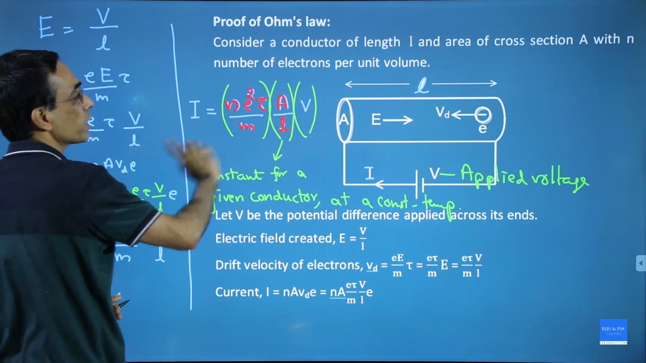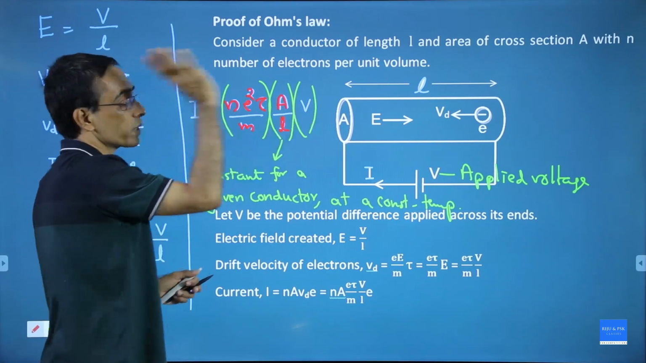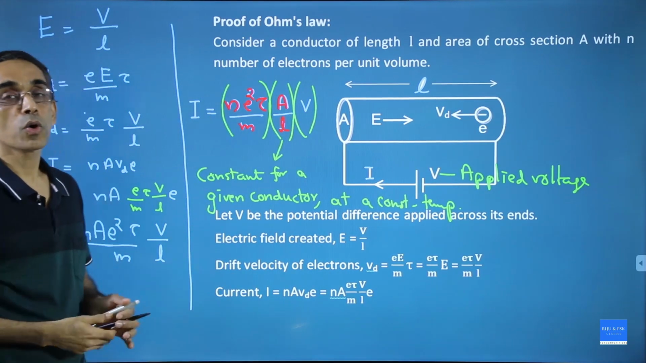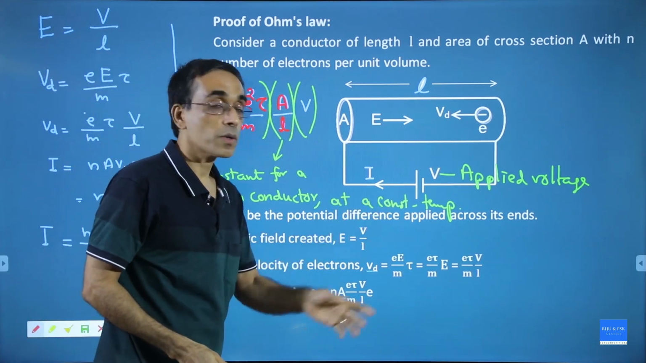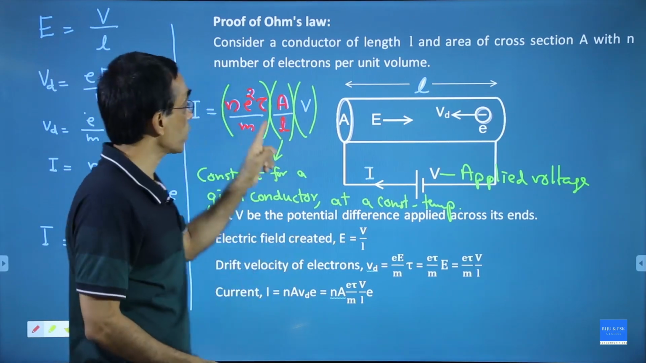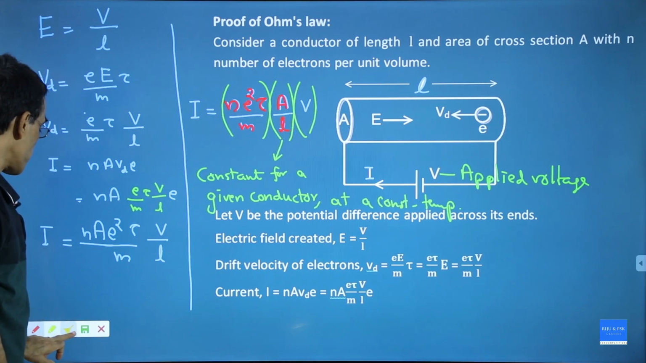Then current and voltage are related. How are they related? Then the current is directly proportional to the voltage. This is called Ohm's law. That is why I say when you define Ohm's law, the term constant temperature is important, because without that this cannot be proportional. Fine. So, these are the steps of the derivation.